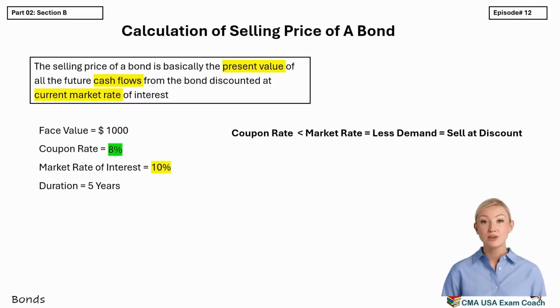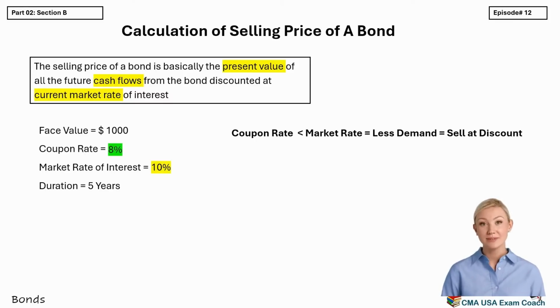And to make up for the lower interest, the company has to lower the price of the bond to make it appealing. So, instead of selling the bond at its face value of $1,000, the company might sell it for $950, or even lower depending on the situation. This is what we mean when we say the bond is being sold at a discount.